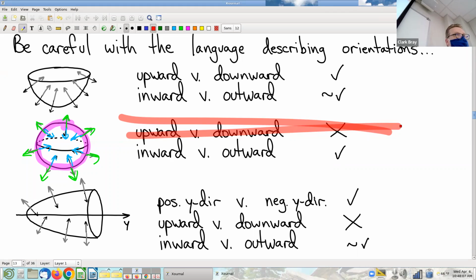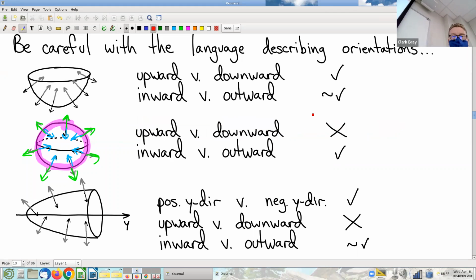Everybody see? But inward versus outward makes loads of sense. The blue vectors, all of them pointing inward, and none of the green vectors pointing inward. And then likewise for outward. Yes? So for upward, downward in the previous problem, what would you look at for inward, outward? Yeah, that's right. It's something a little bit different.